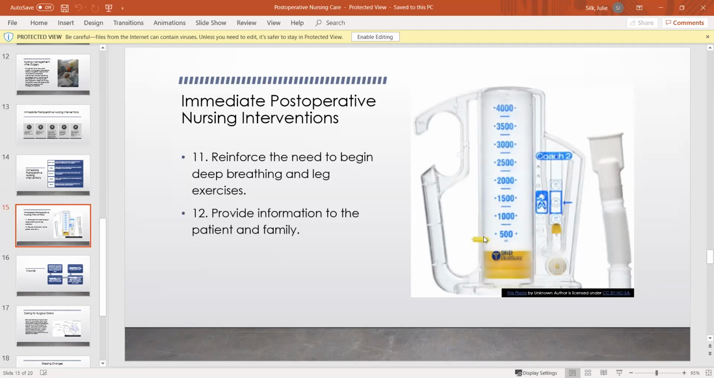All right, and then with the incentive spirometer, we do this to clear secretions and prevent pneumonia, right? So the nurse needs to encourage the patient to turn frequently, take deep breaths, cough, and use the incentive spirometer at least every 2 hours. Usually we say every hour while awake they do it, so they need to be doing it frequently.